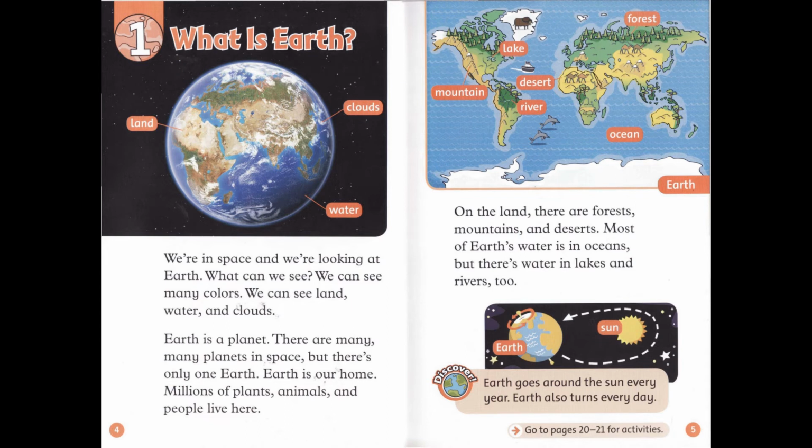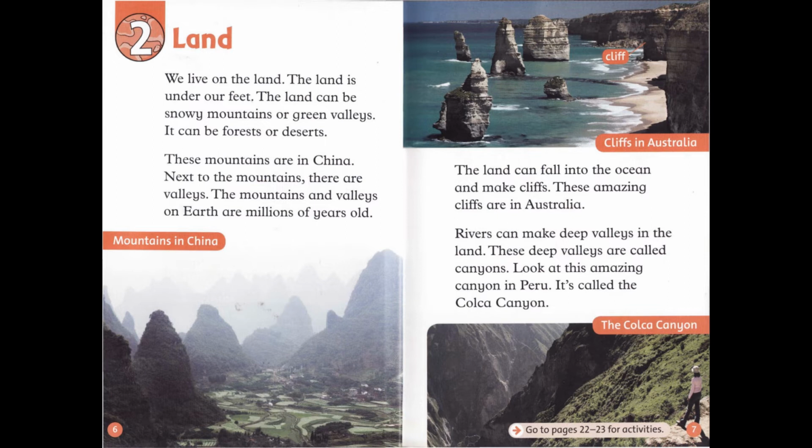Chapter 2. Land. We live on the land. The land is under our feet. The land can be snowy mountains or green valleys. It can be forests or deserts.